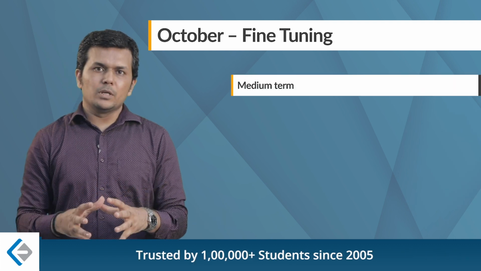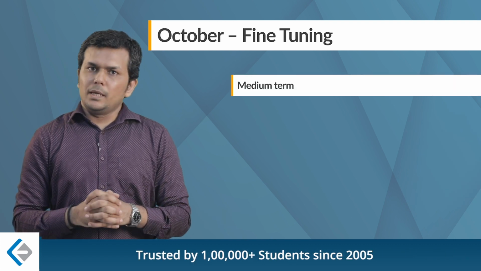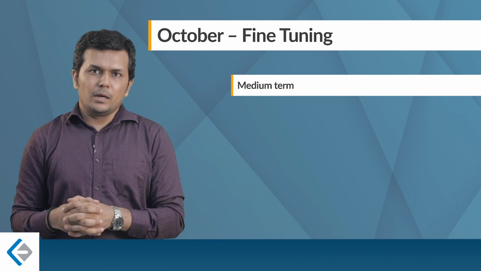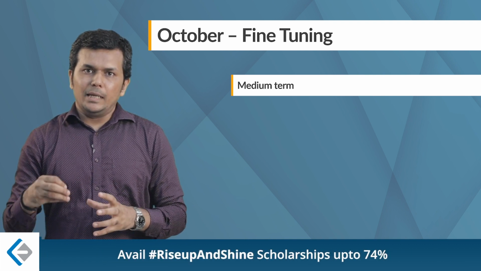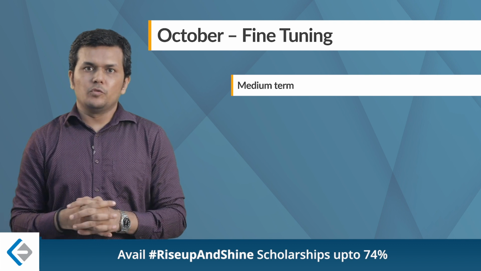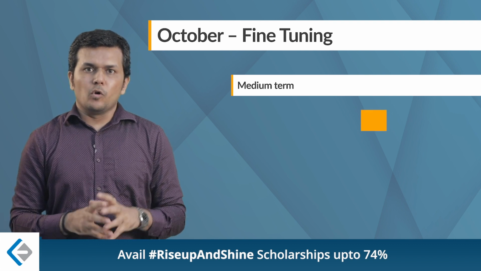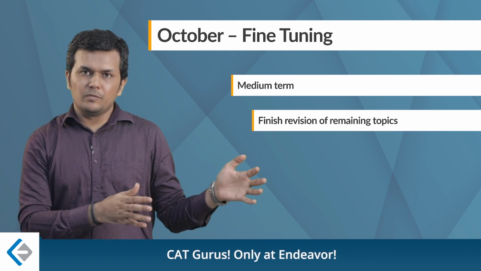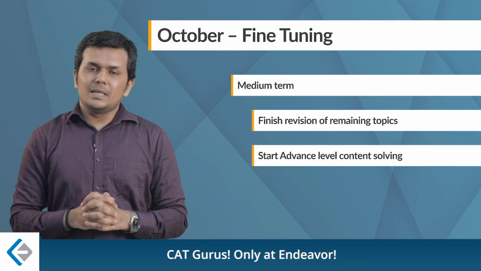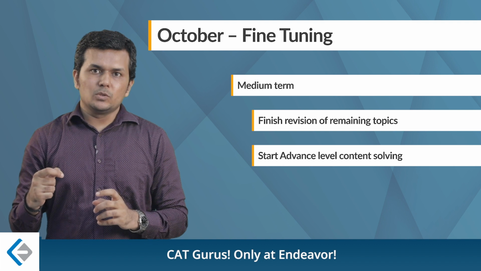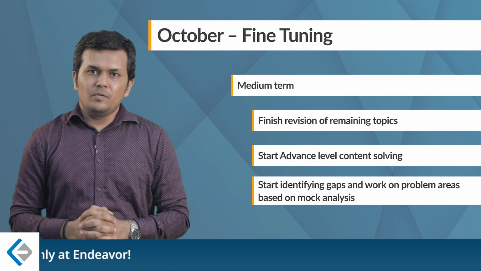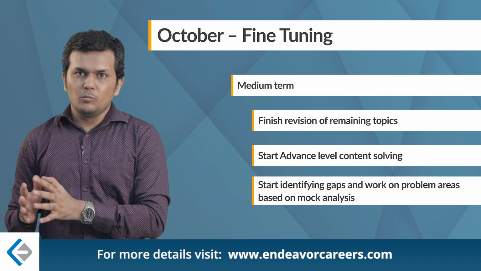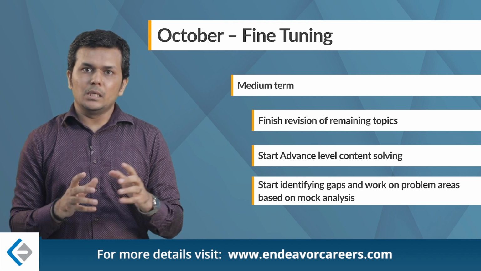If you are into CAT preparation for the medium term, sitting in the month of October, then you should be nearing your syllabus completion by now. You would have completed around 80, 90, or maybe 100% of your course. In that case, you should focus more on revision and you should close all the chapters that were done in the previous month. Also, it is the right time to start advanced level content solving and identify gaps in your preparation through a consistent analysis and simulation of the mocks that you have taken in the recent months.